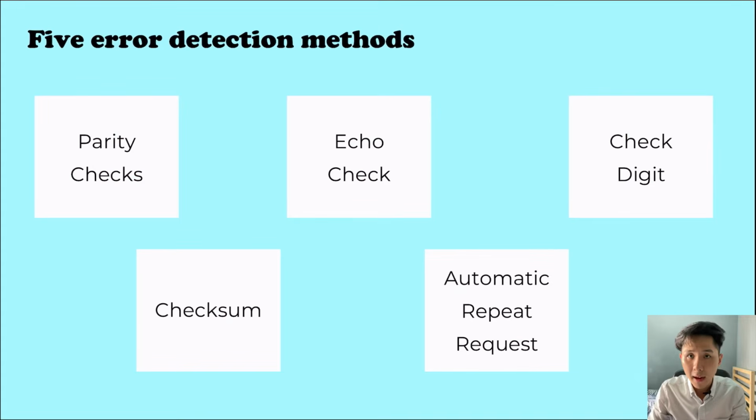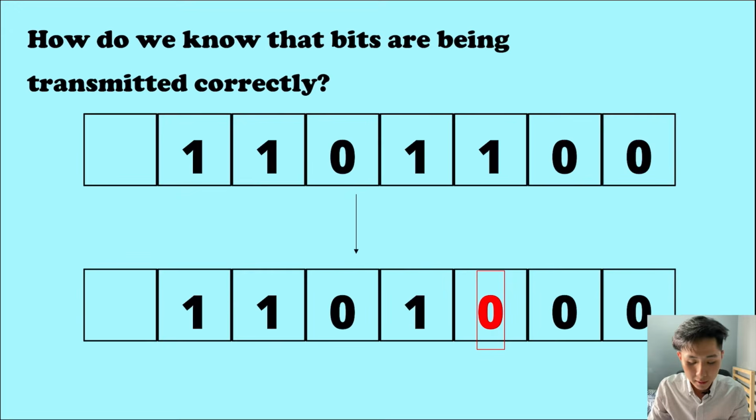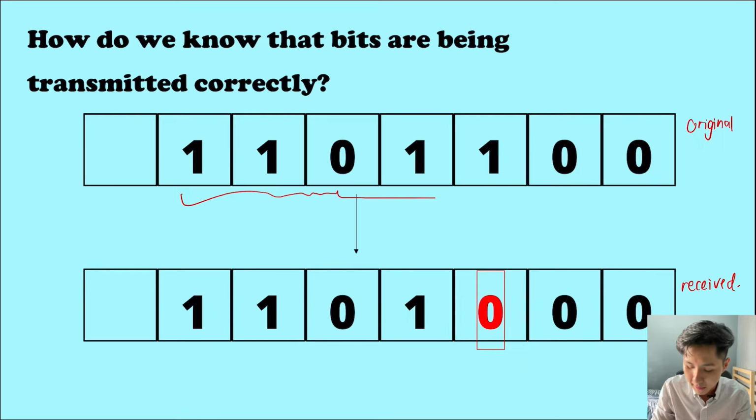So there are 5 error detection methods that we will learn in this video. The first one is called parity check. Let's move into it. Imagine that this is the data here. We have data of 7 bits, and the upper one is the original data, and this is the one that is received. How can we know that this entire block of data has been corrupted?